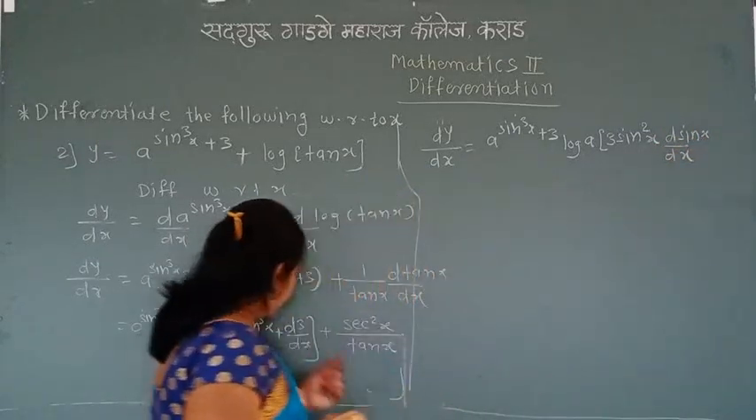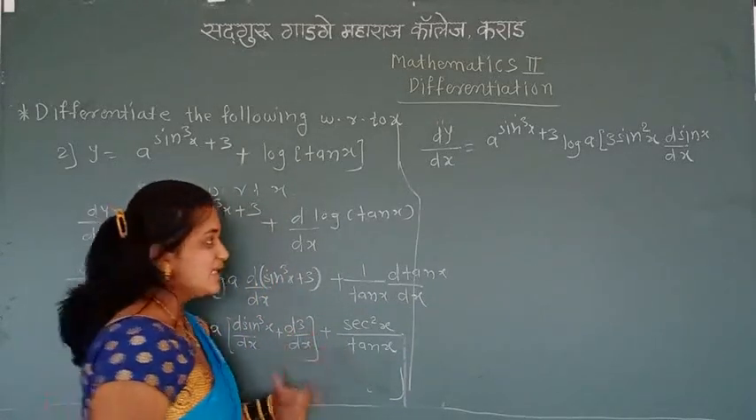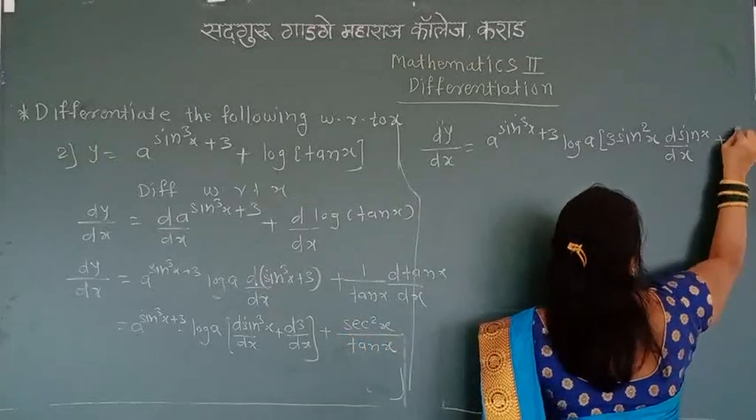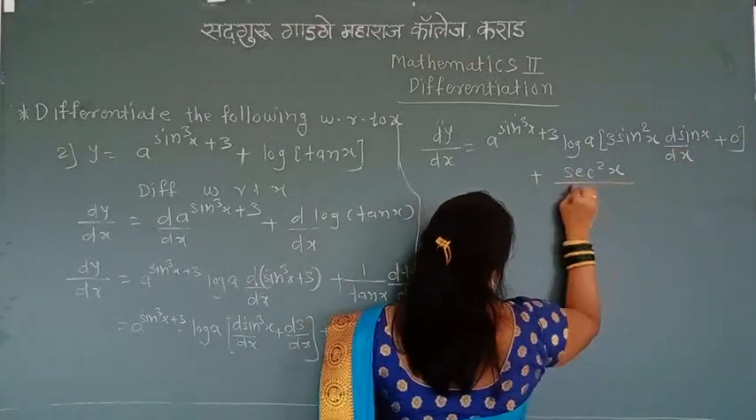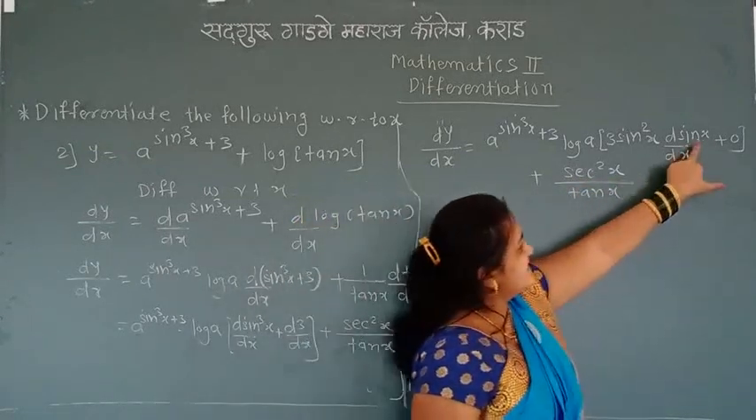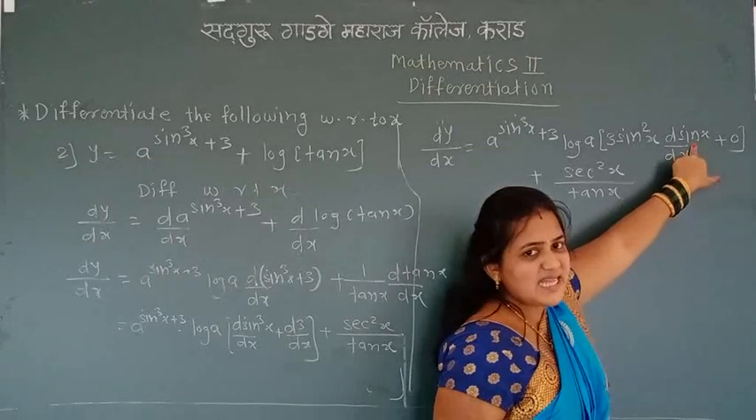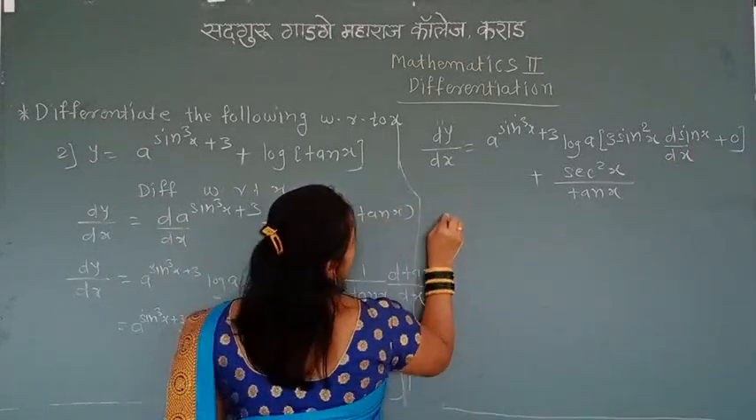What is the derivative of 3? 3 is a constant term. So the derivative of a constant term is 0. So plus 0 plus sec square x divided by tan x. Now here the derivative of this term, sin x, is a standard form. Straightforward answer: the sin x derivative is cos x.